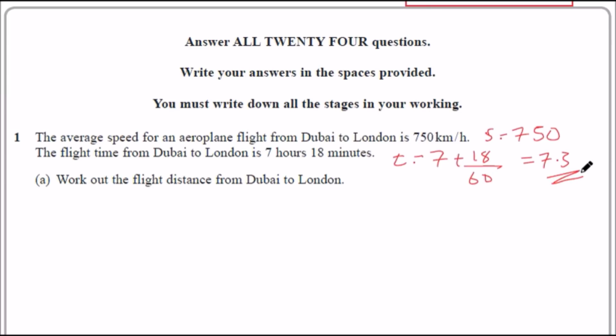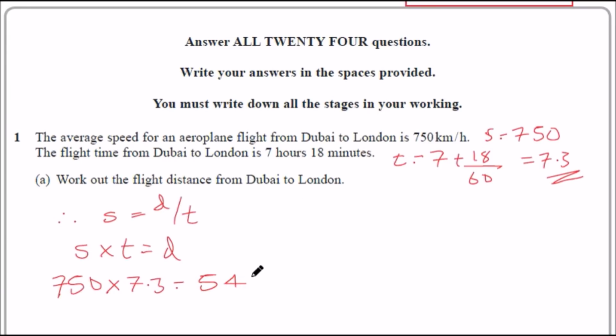7.3 hours, okay? Now, A, work out the flight distance from Dubai to London. Well, we know that the general formula is always going to be speed equals distance over time. And in this case, we're trying to find distance, so we should multiply t across. So we're going to have speed times t would equal distance. Okay, we know that the speed is 750 kilometers per hour. The time is 7.3 hours. Smash this in your calculator, and you should get exactly 5,475 kilometers. Sweet, easy. Okay, quite far as well.